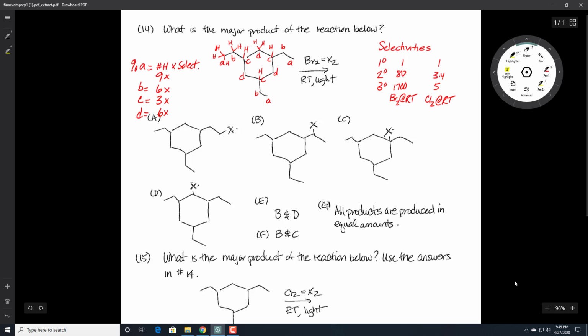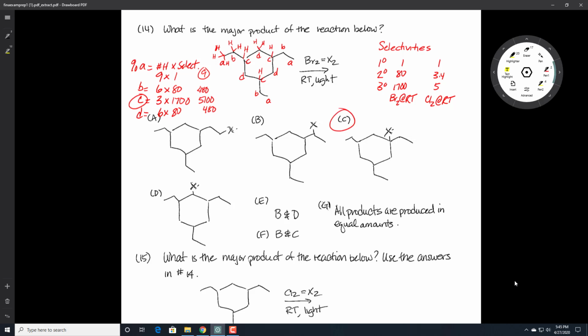I'm not going to go back and erase this. That was for chlorination, which will be down here in the next problem. Sorry, for position A, it's 1, 80, 1700, and 80 for bromination at room temperature. So we've got a grand total of 9 for A, 480 for B, 5100 for C, and 480 for D, and so clearly the major product in this case is C.